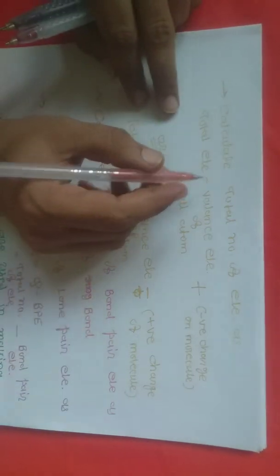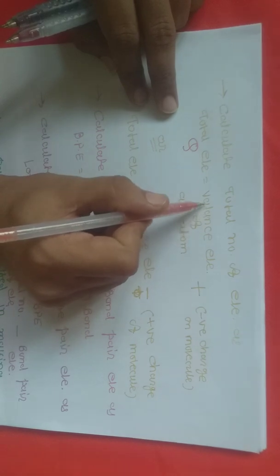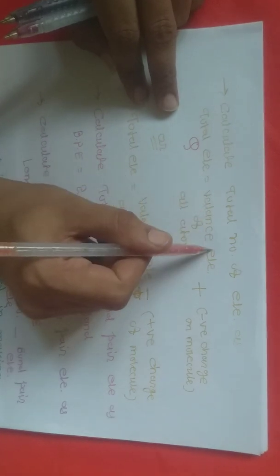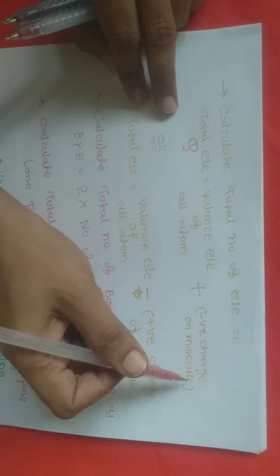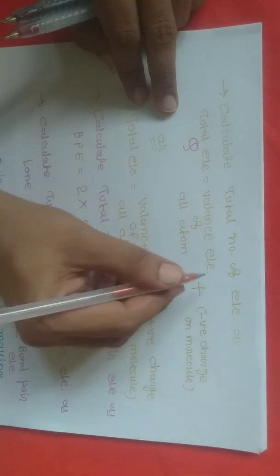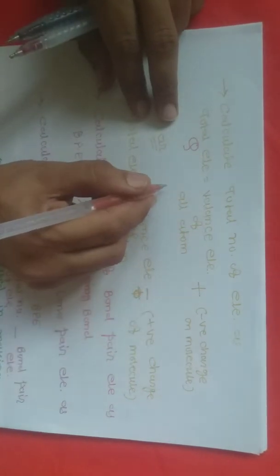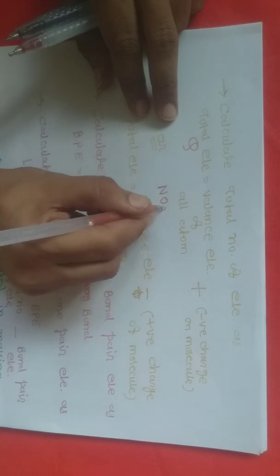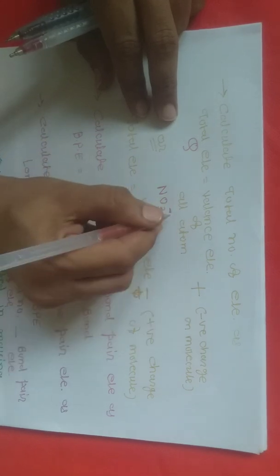This total number of electron is always denoted by Q. So it is nothing but the valence electron of all atoms plus the negative charge on the molecule. Now, negative charge on molecule means what? Say if you are taking, for example, NO3 minus, so minus is the negative charge on the polyatomic molecule. So here there is a -1.